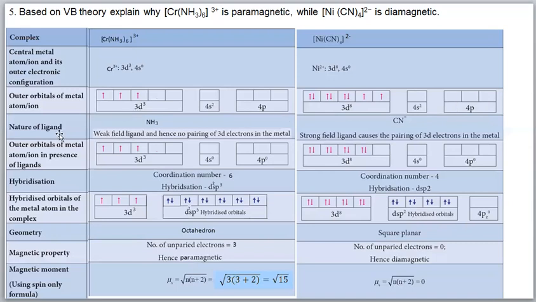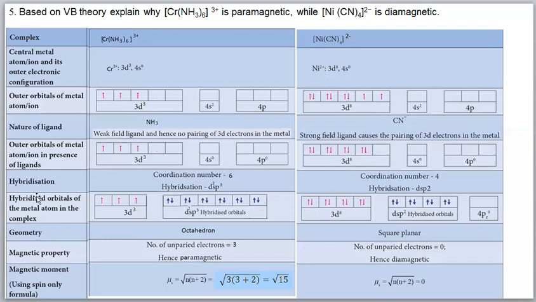Okay. Then nature of ligand. Here the ligand is NH3. NH3, I already told you, in some places acts as a weak ligand, in other places acts as a strong ligand. In this complex, NH3 acts as a weak ligand. So it cannot force 3d electrons to pair up. Pairing does not occur. Okay. So you see, the outer orbital of the metal atom or ion in the presence of the ligand does not pair up. Then in this case, CN is the ligand. It is a strong ligand, so it causes pairing of 3d electrons. So this electron is shifted here and makes a pair. Okay. So like this we will get.